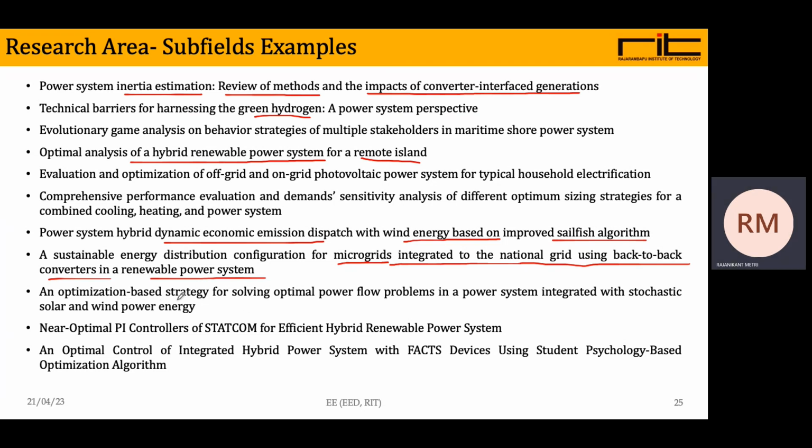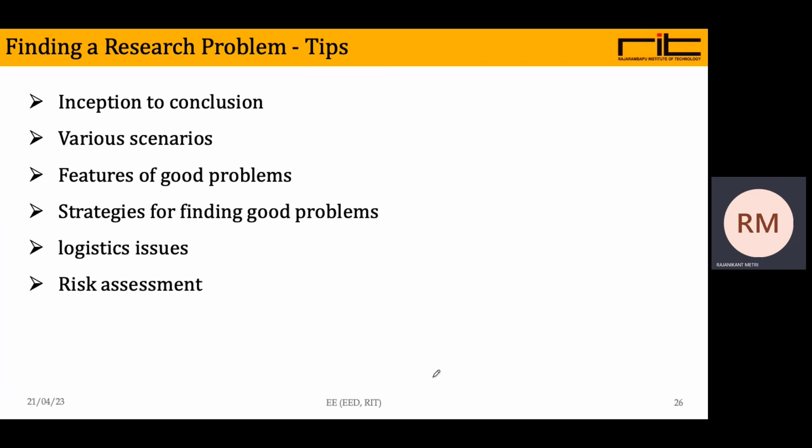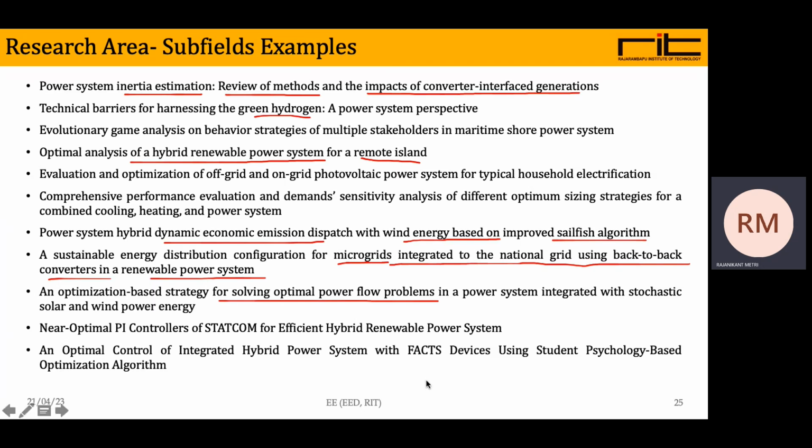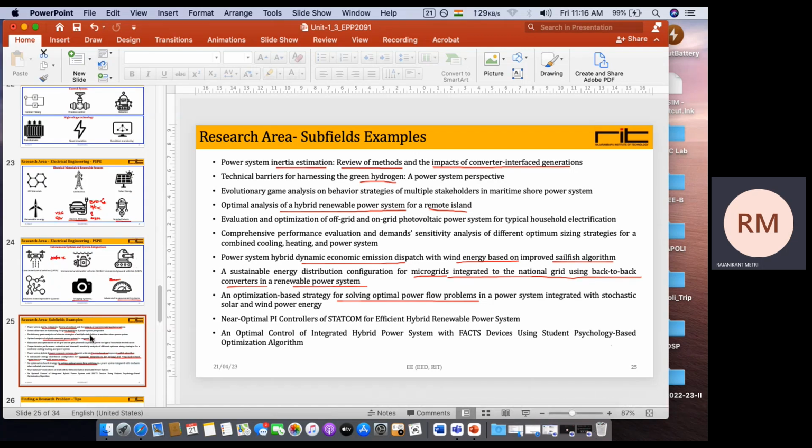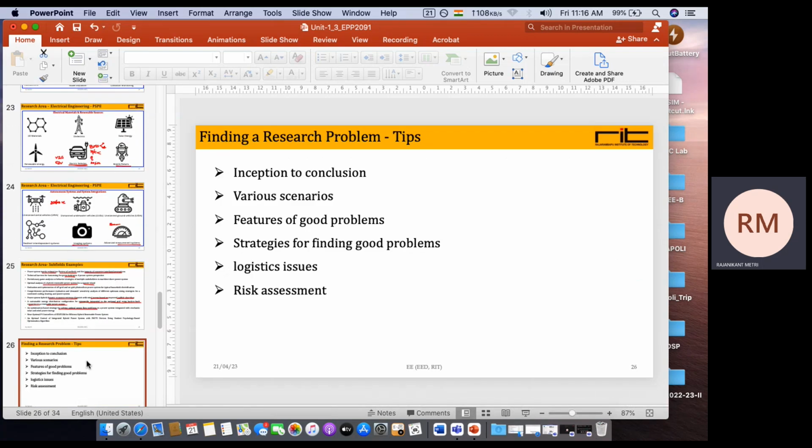Then an optimization based strategy for solving optimal power flow problems in power systems, with stochastic solar and wind power energy. So these are research problems in that particular power system or renewables field. Then optimal control of integrated hybrid power system with FACTS devices. So these are some of the examples of the research problems.